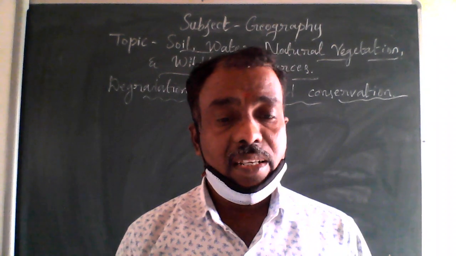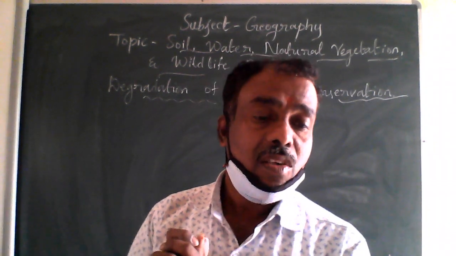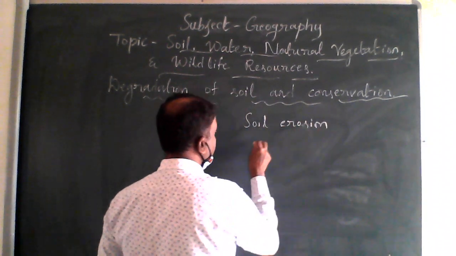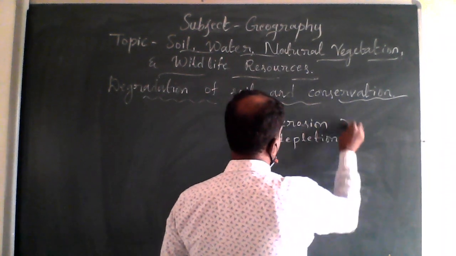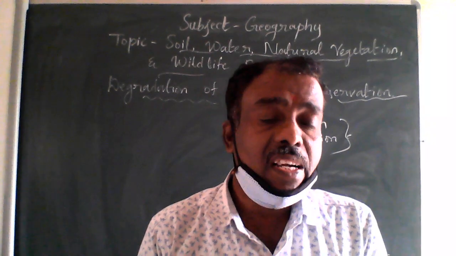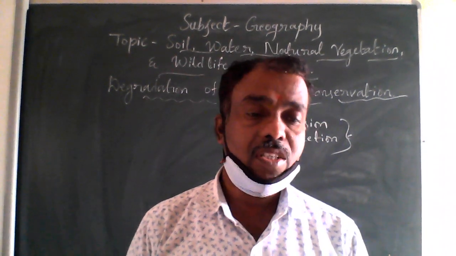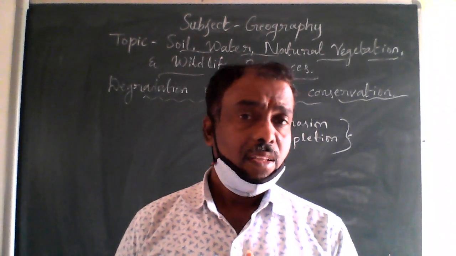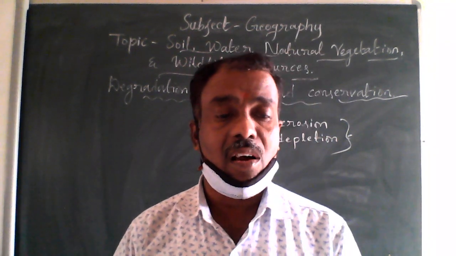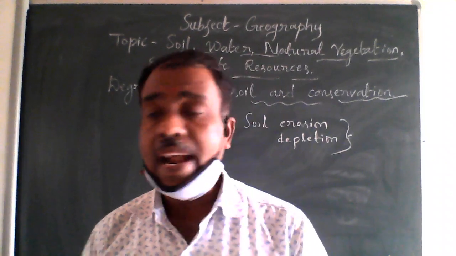So we know that the main threats to soil degradation are soil erosion and depletion. The soil erosion and depletion are the major threats to soil as a resource. Here, both human and natural factors can lead to degradation of soils. There are natural factors and there are human factors which lead to degradation of soil.